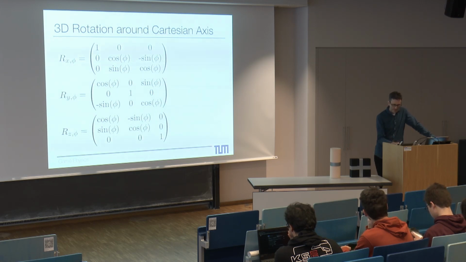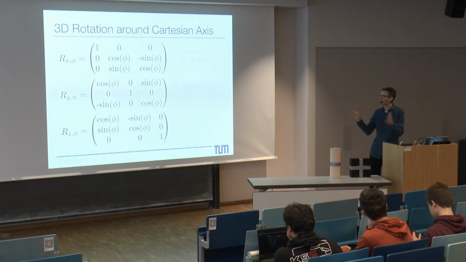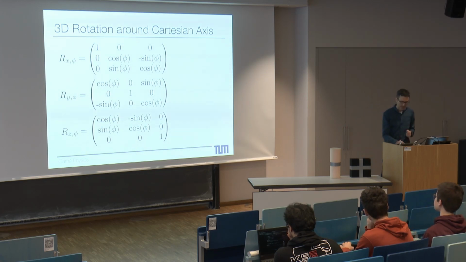Right, let me quickly finish this topic. Here we have rotations on single axis. We can basically combine them. You could imagine if we want to rotate around some other axis, we could combine a few of these, do one after the other, and just multiply multiple of these R matrices.